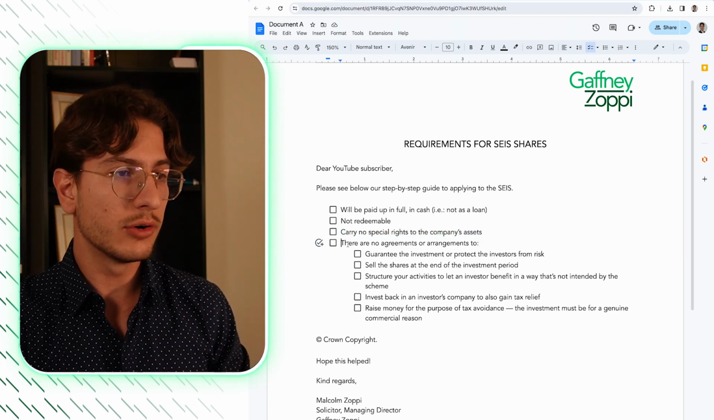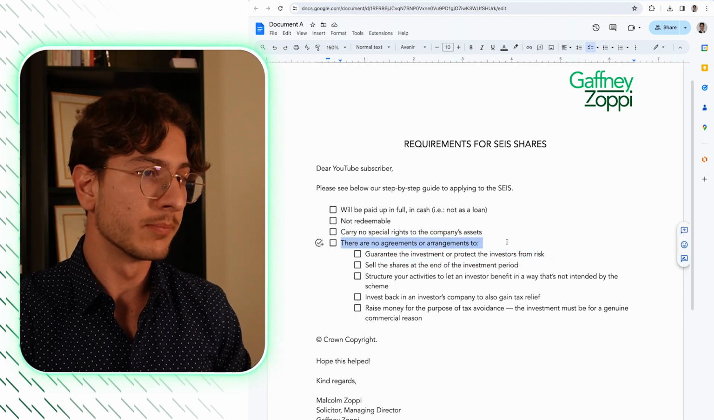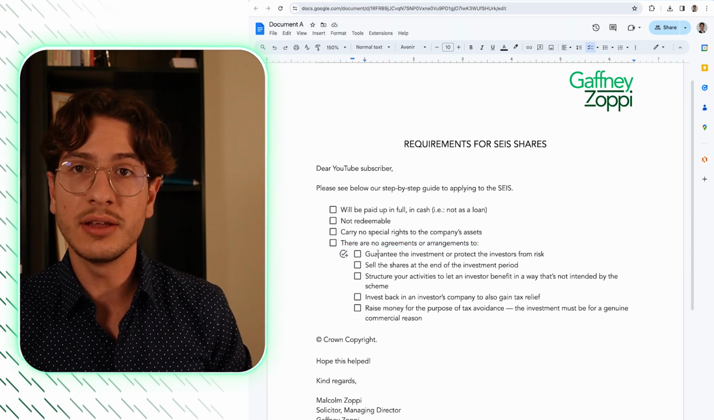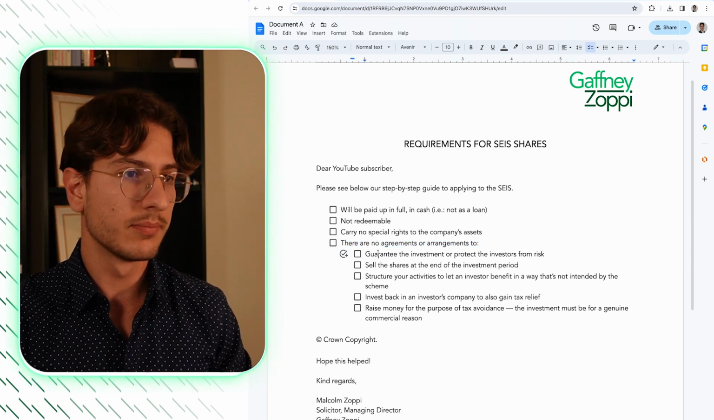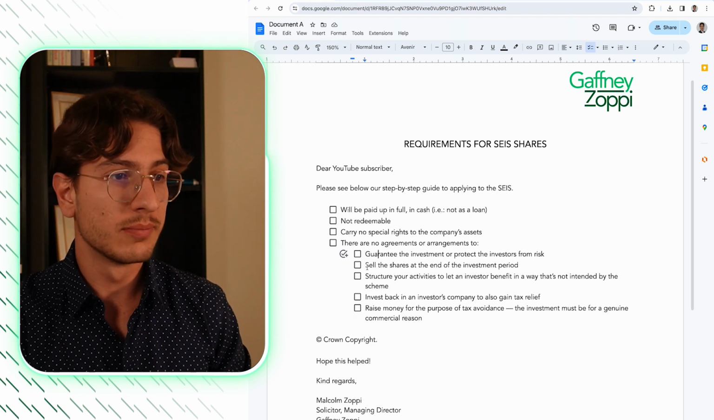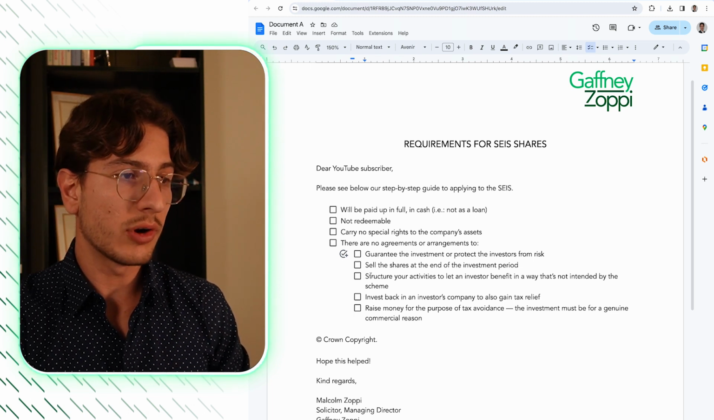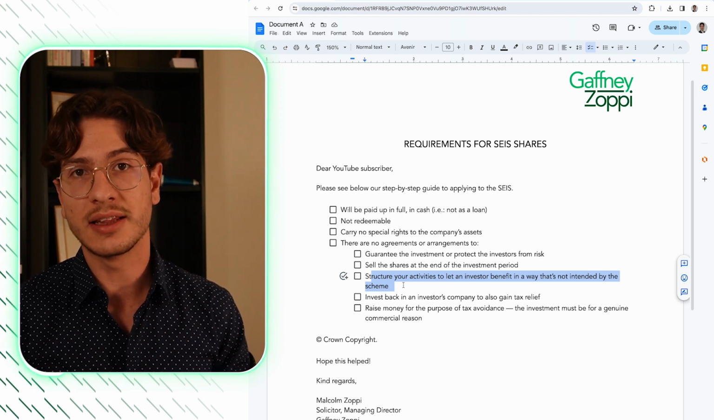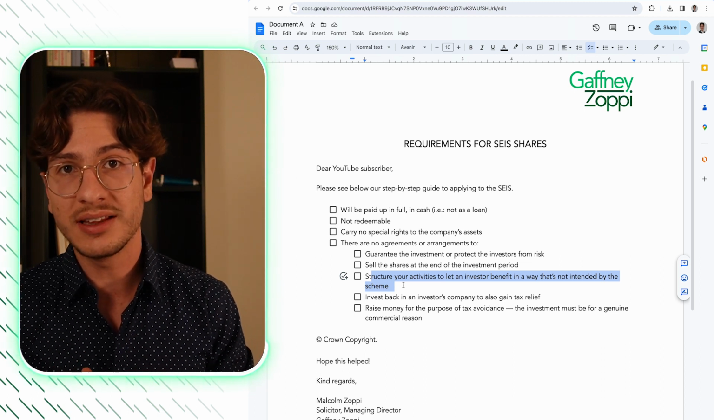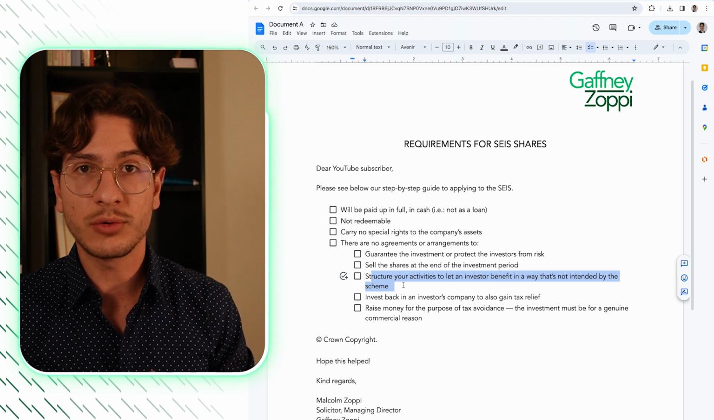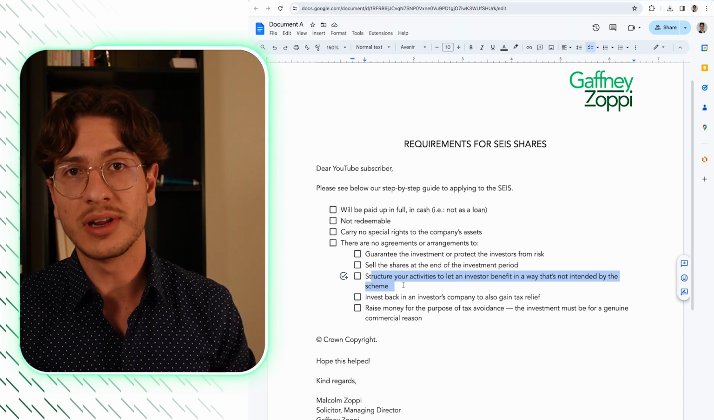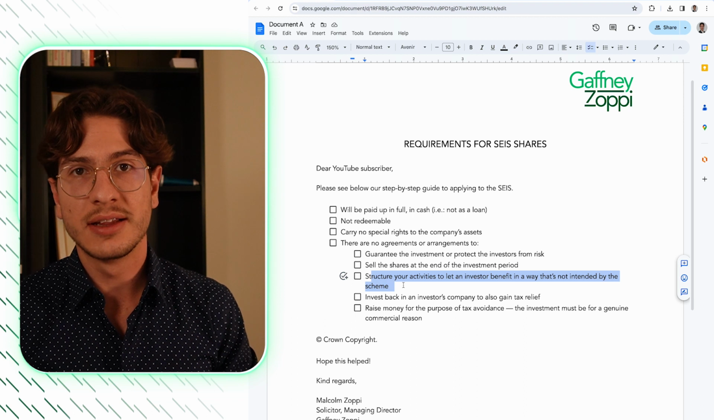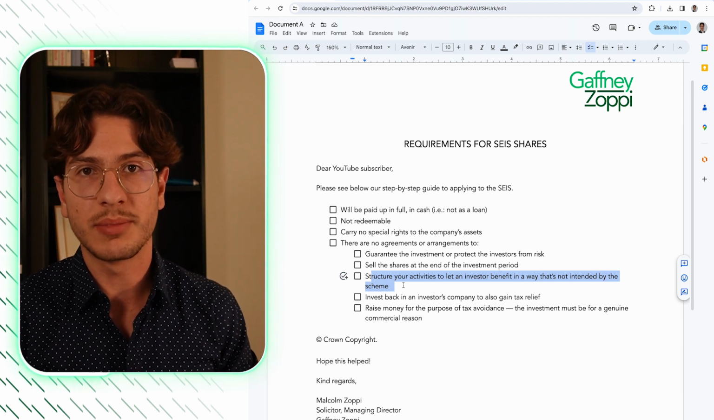And fourthly, there are no special arrangements, including, for example, the arrangement to guarantee the investment or protect it, to sell the shares at the end of the investment period, to structure your activities to let the investor benefit in a way that's not intended by the scheme. Now, probably this is a reference to the General Anti-Avoidance Rule, also known as the GAAR, and this is to avoid tax evasion by investors.